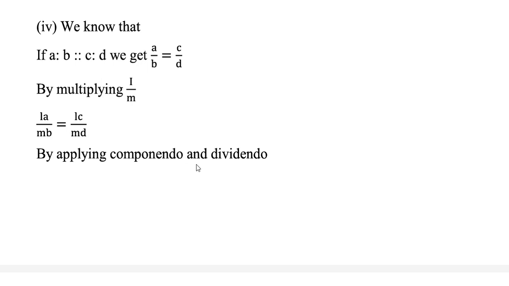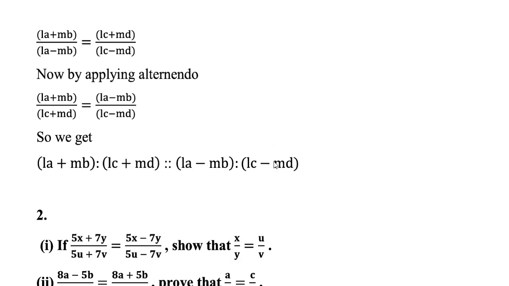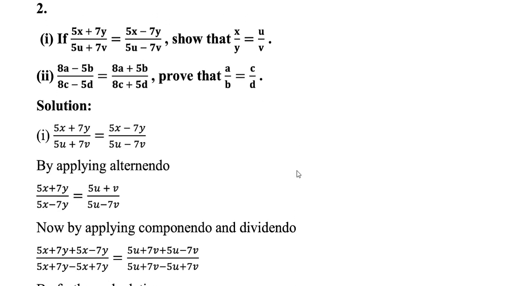After that, again componendo and dividendo: (la + mb) divided by (la - mb) is equal to (lc + md) divided by (lc - md). After applying alternando, this part divided by this part is equal to this one divided by this one. After that, cross multiplication, we will get the result. Okay, come to the next problem.